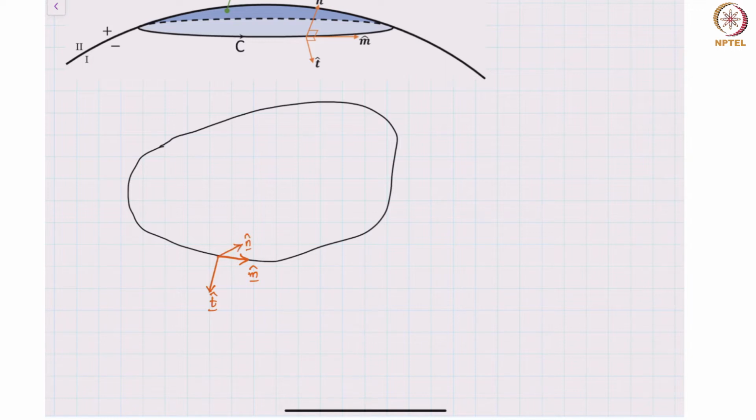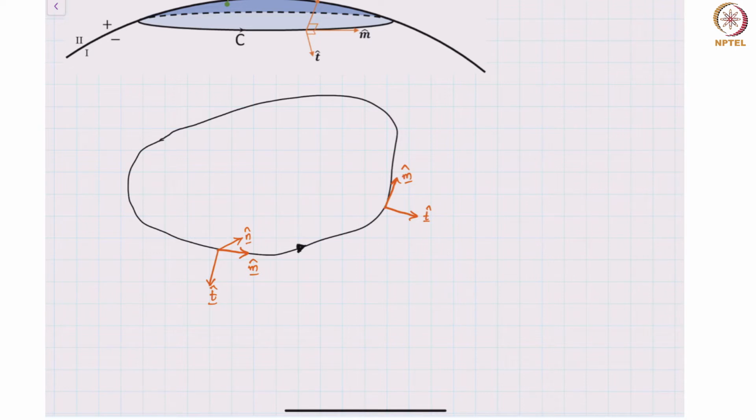And clearly, as you go along this contour C, the orientation of all these unit vectors changes. For example, somewhere here, T would be outwards here, whereas M would be along in that direction. And N is perpendicular to the screen as you're looking down.